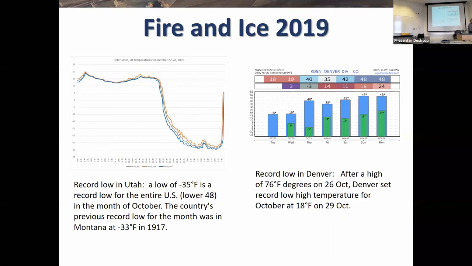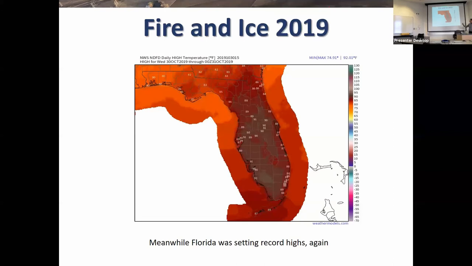And this is how cold it was. Utah set a record low, -35. Denver also, for the month of October, set a record cold high temperature at 18 degrees on the 29th of October. Florida was very, very warm during that time. I believe it was decently warm here too. And do remember that we had record highs in the beginning of October, which is very unusual here in North Carolina.